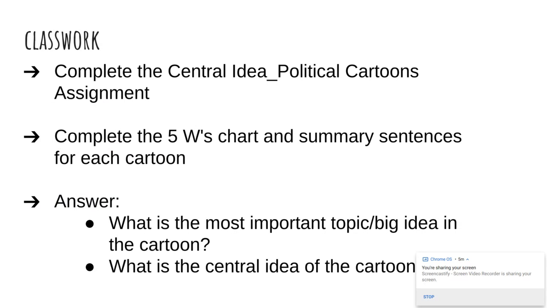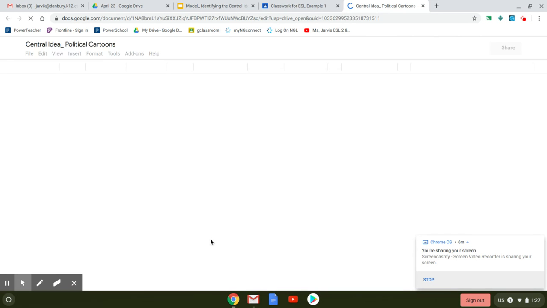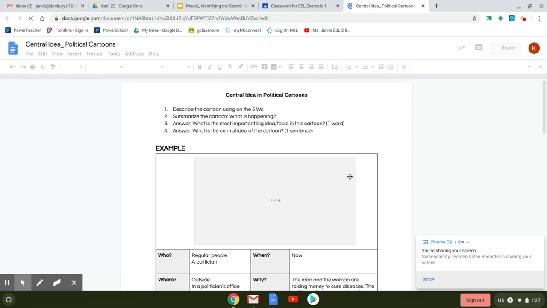So here's what you're doing. You're doing the same thing with 4 other cartoons. You're going to complete the 5 W's chart and the summary for each cartoon, and then you're going to answer those questions. What is the most important topic or big idea, and what is the central idea? Let me show you where you'll find it. It'll be right in classwork here. This is the document that you're going to turn in. Notice that my example is already in the document for you to look at again if you need to.